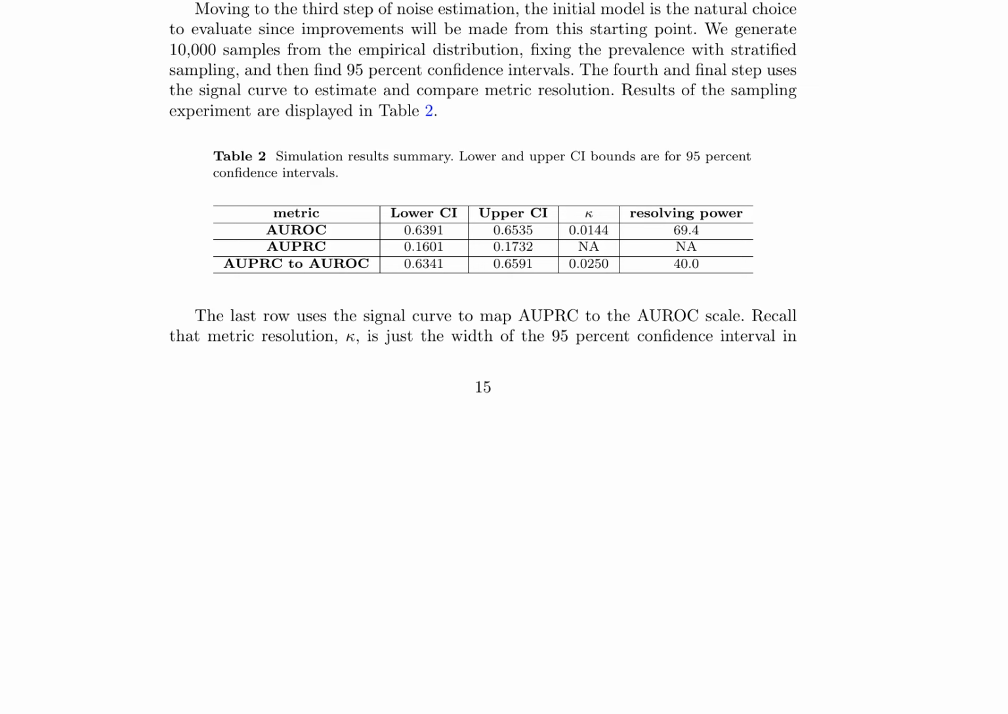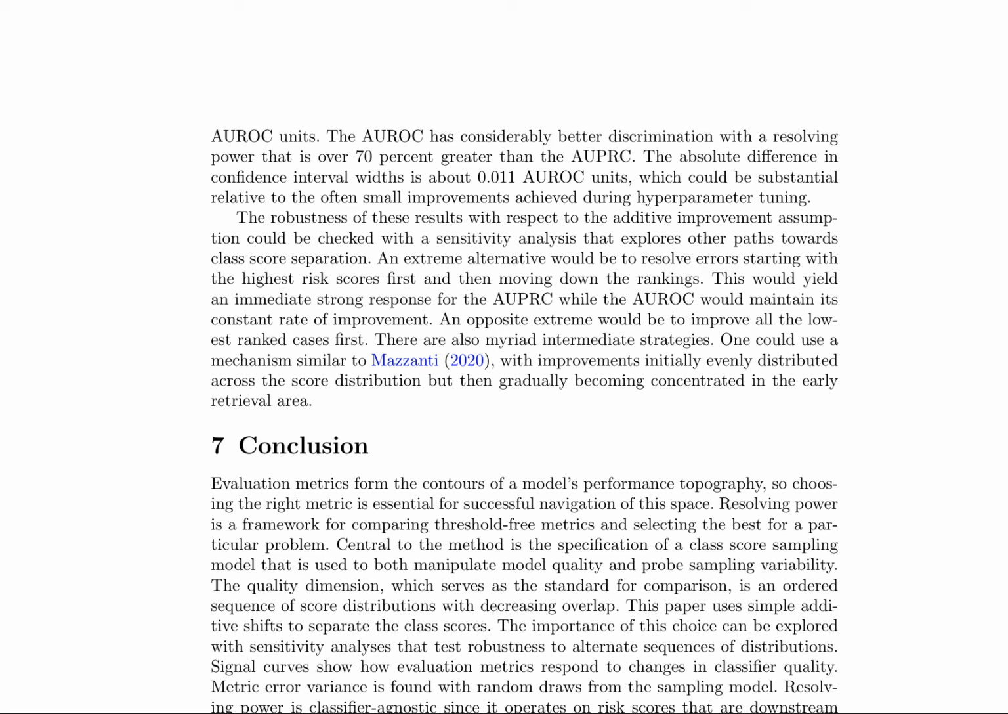This approach enables researchers to better understand the relationships between AUROC and AUPRC, ultimately informing the development of more accurate models. The resolving power framework, a classifier-agnostic method for comparing threshold-free metrics, reveals that the area under the receiver operating characteristic, AUROC, has significantly better discrimination power than the area under the precision recall curve, AUPRC. This difference in resolving power, with a 70% greater resolving power for AUROC, results in substantial differences in confidence interval widths of approximately 0.011 AUROC units.